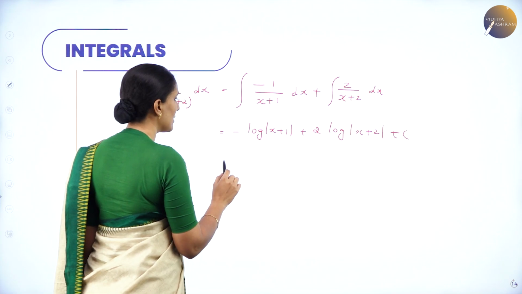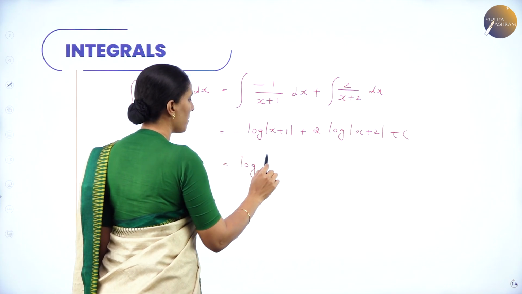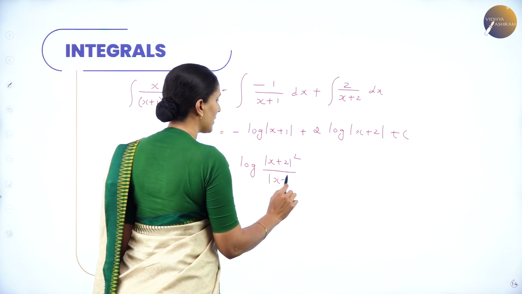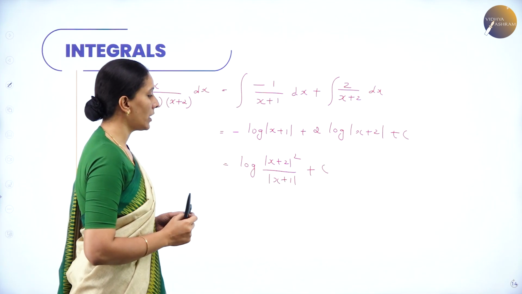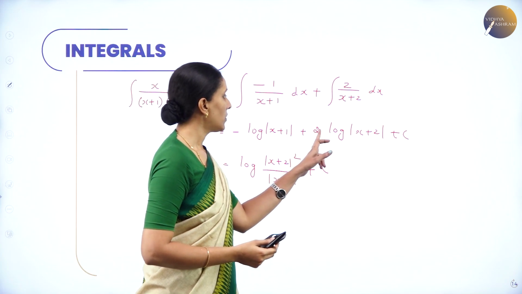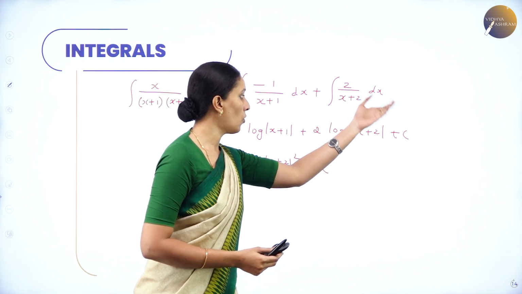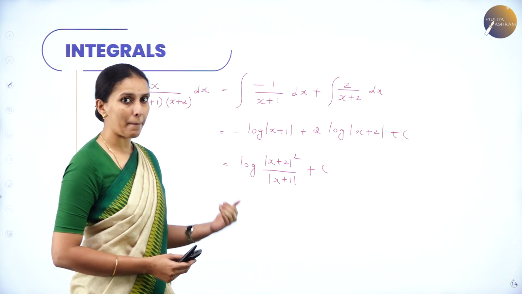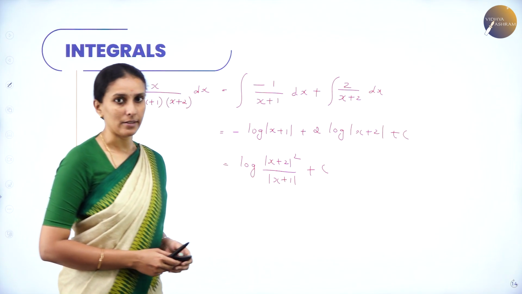We can also write this in the form of log mod x plus 2 whole square divided by mod x plus 1 plus c. Using the properties of logarithms, this can be written as log x plus 2 whole square minus log x plus 1, meaning we can write it in the form of m by n. So this is the answer.